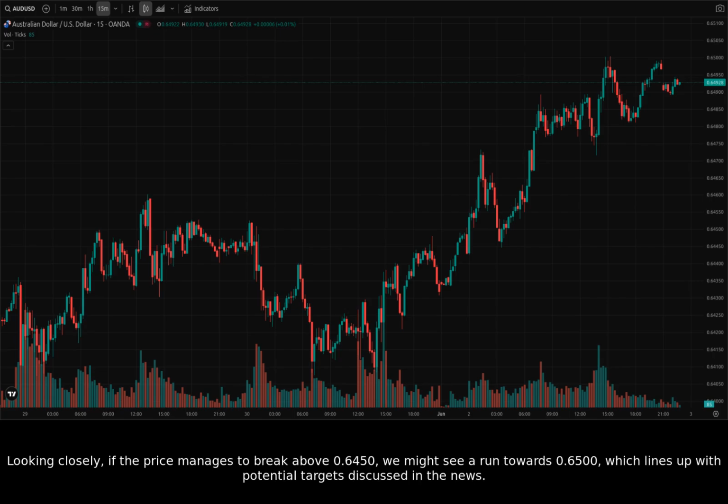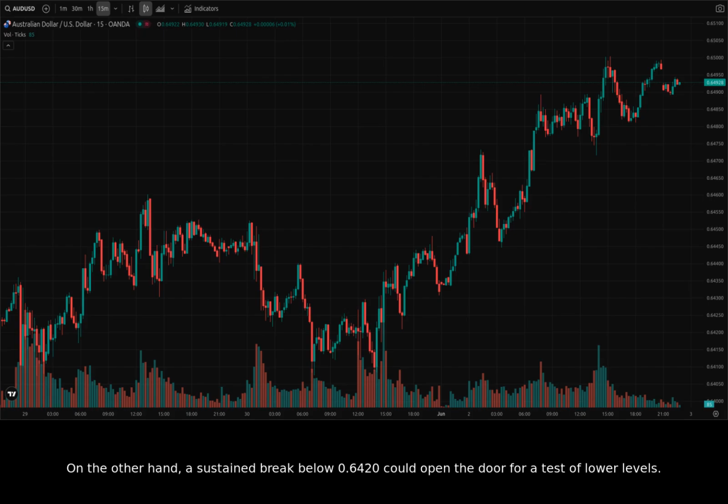Looking closely, if the price manages to break above 0.6450, we might see a run towards 0.6500, which lines up with potential targets discussed in the news. On the other hand, a sustained break below 0.6420 could open the door for a test of lower levels.